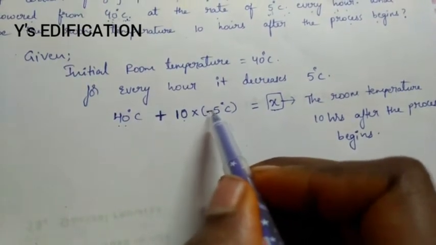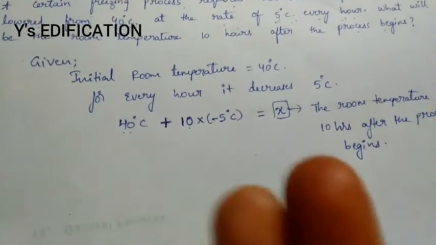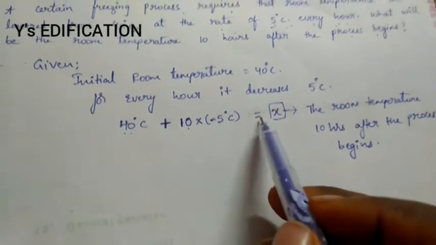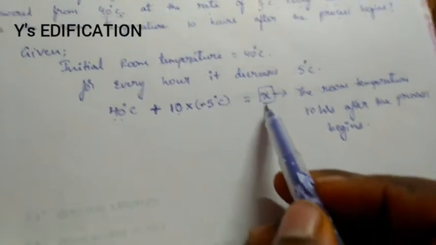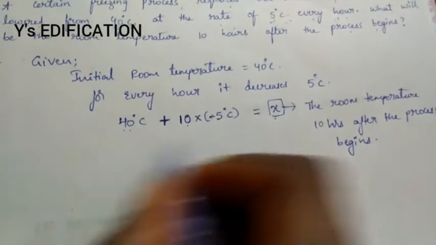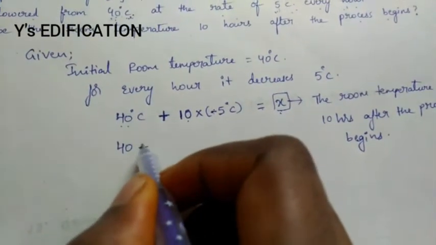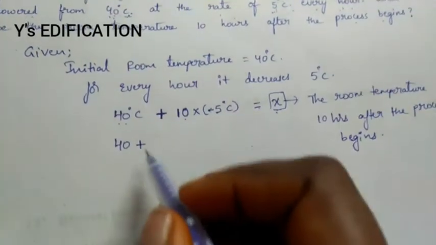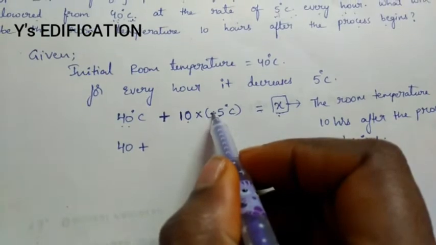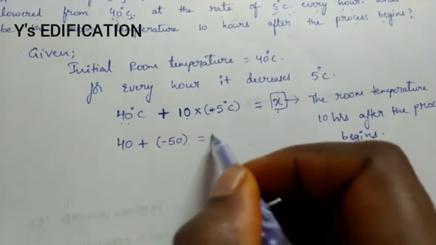Why are we using minus 5 here? The temperature is decreasing. If it is increasing, we have to add plus 5. The temperature is decreasing, so we have to write minus 5 is equal to x. What is x here? The room temperature 10 hours after the process begins. Now, we have to calculate this. So, 40, I am ignoring the units here. Later, we can write them. 40 plus 10 into minus 5 is minus 50 is equal to x.